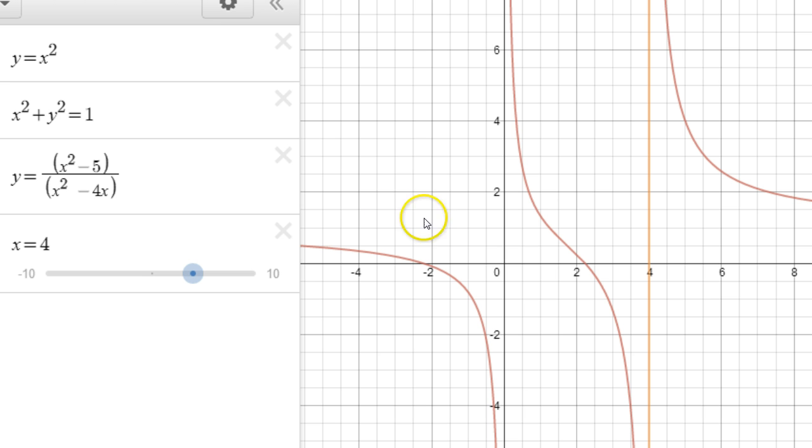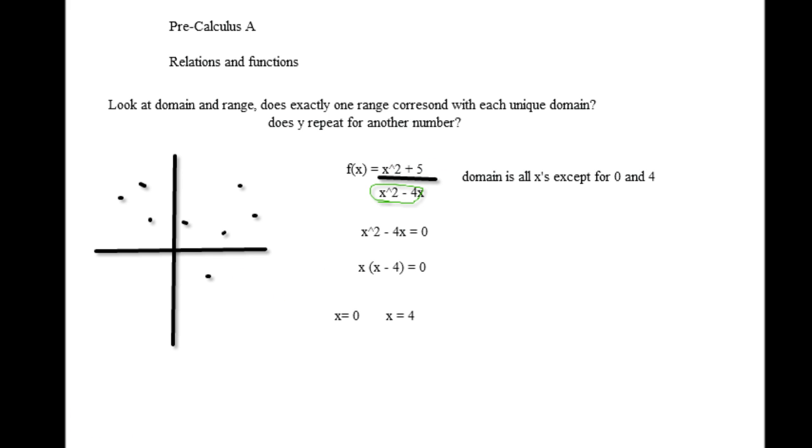For domain, I look from left to right. For range, this thing goes up and down forever, so it has all real numbers as its range. However, it doesn't have 4 or 0 in its domain, so the domain restrictions would be 0 and 4. So you could look at it graphically or algebraically, and it would give the same result. Okay, that's it for relations and functions. You guys have a wonderful day, and I'll talk to you later.